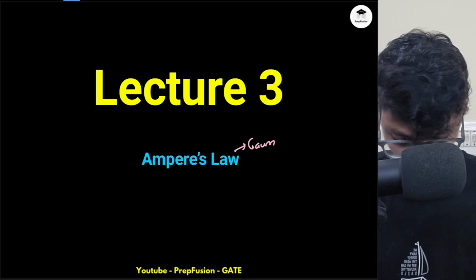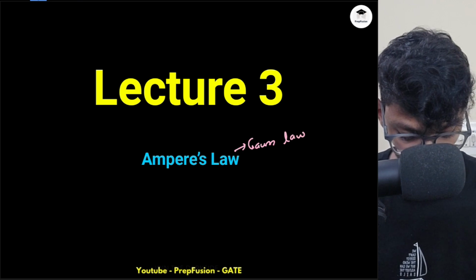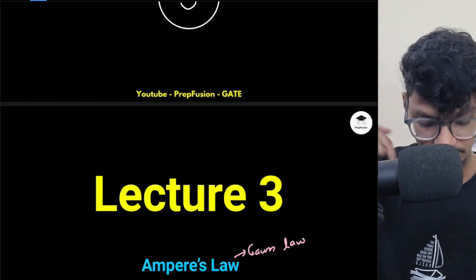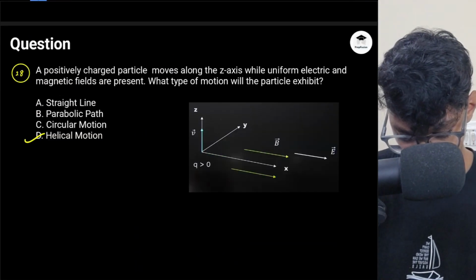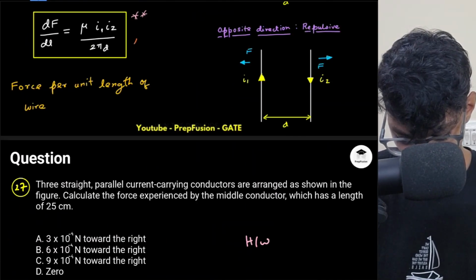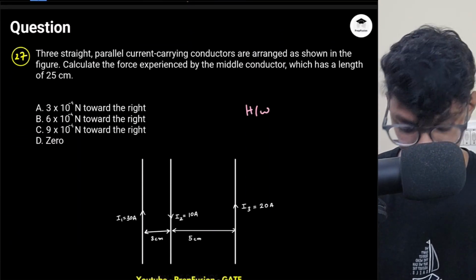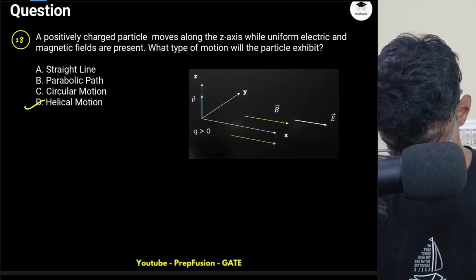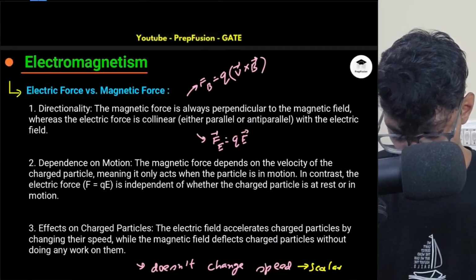Before starting, I gave you a few homework questions, so those who have done them, we'll start with today's lecture. These two questions only I gave you as homework, this one and this one, right? 27 and 28. This was 27 and 28 and 29.